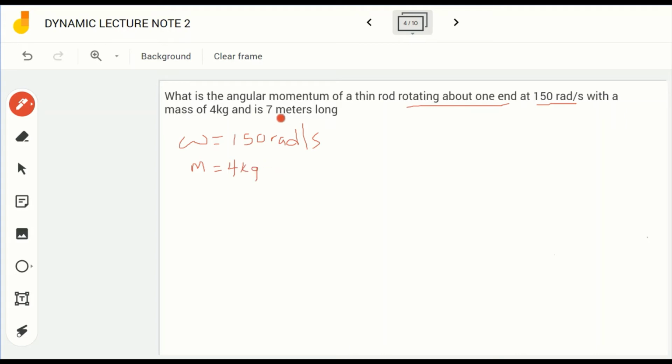And the rod is 7 meters long. The length of the rod is 7 meters. We are asked to find the angular momentum, which is what?